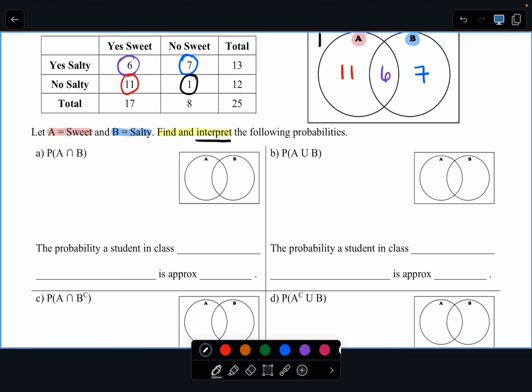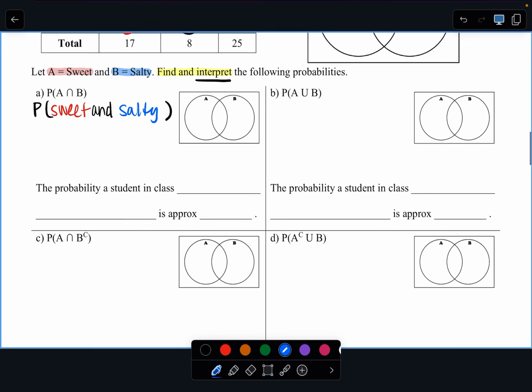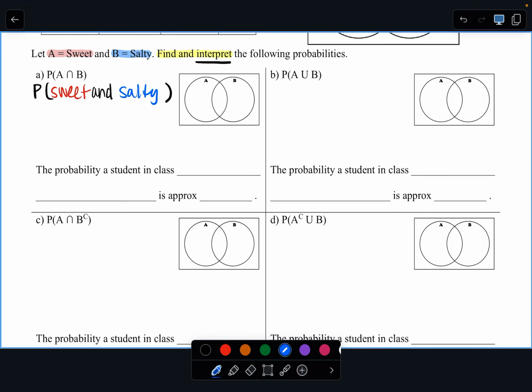So first one, I'm going to go ahead and just change these to be in words, just so we have a better idea of what's going on. So we are looking at the probability of sweet and salty. I'm going to try to remember what colors I've been using. Sweet and salty. So whenever I'm doing sweet and salty, where's my and located? In the middle. So I am interested only in this count here between A and B.